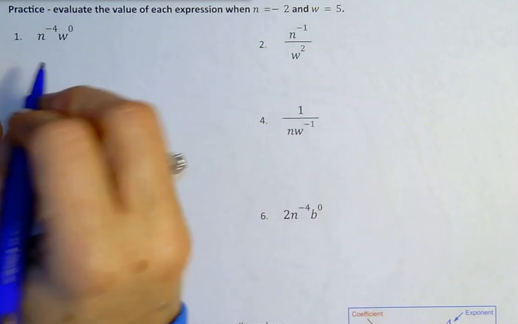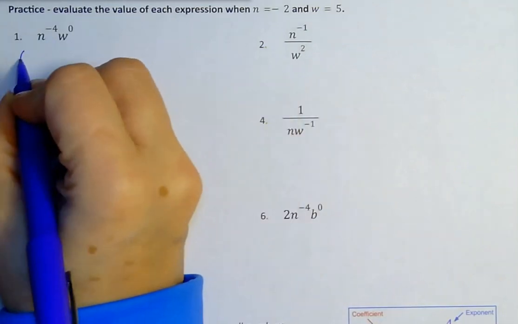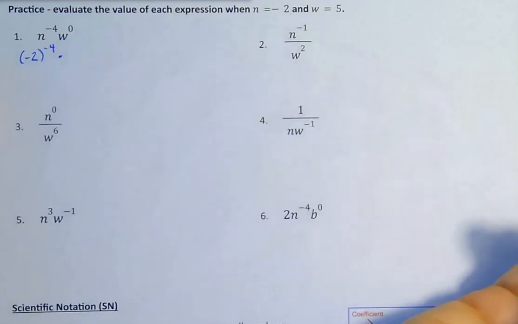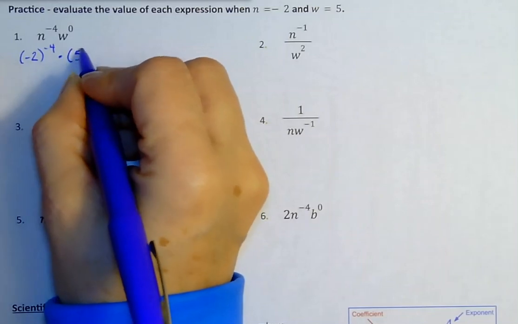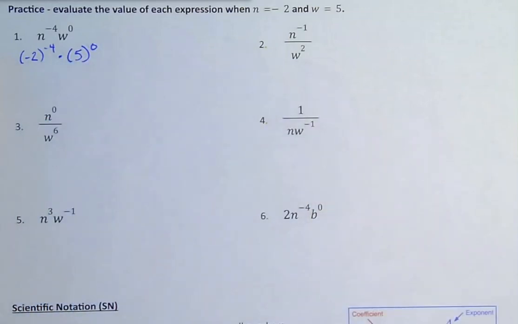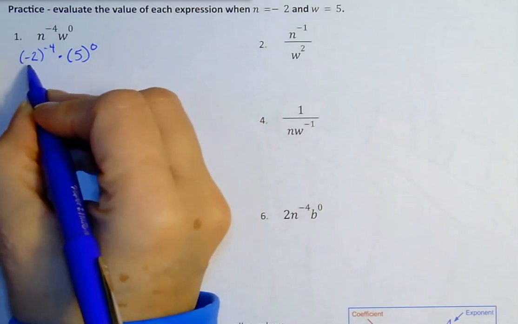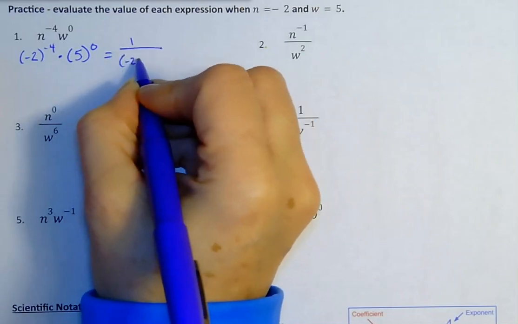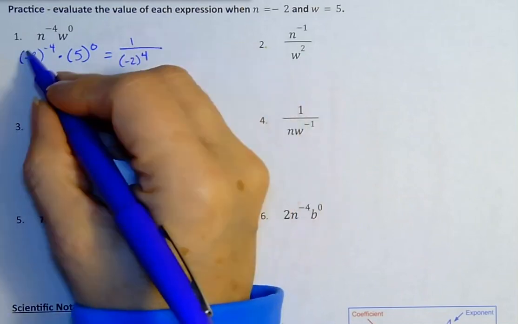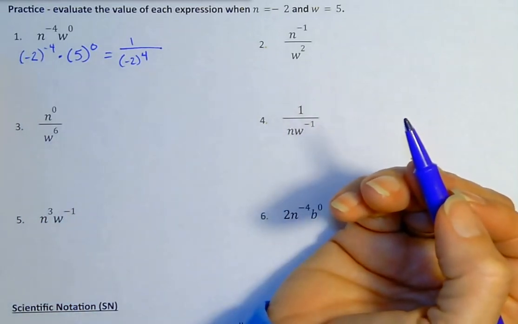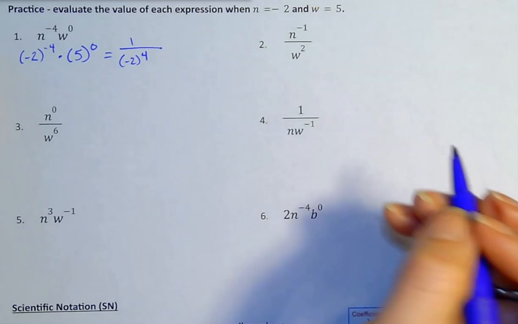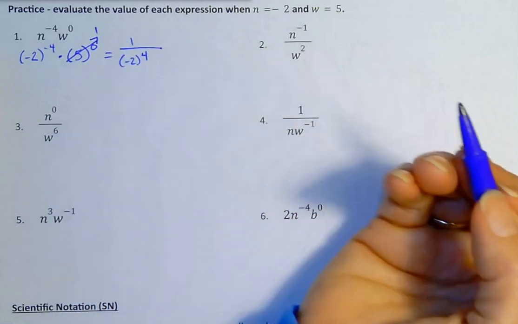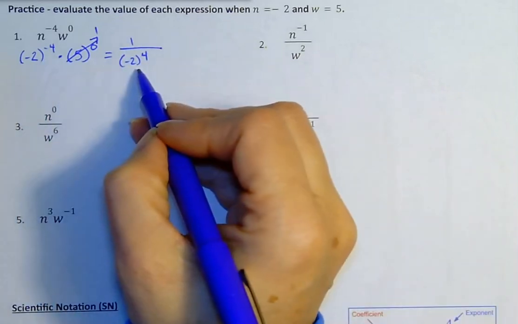All right, so if I just take that at face value and plug in n equals negative 2, use parentheses. I have negative 2 to the negative 4 times w to the 0. W is 5. That's going to be 5 to the 0. I need to relocate negative 2 to the negative 4. That's going to be 1 over negative 2 to the positive 4. Okay, negative 2 is in parentheses, so the whole negative 2 stays as the base, and my exponent becomes positive 4. Okay, times 5 to the 0. Well, 5 to the 0 is just 1, right? So it's going to be 1 over negative 2 to the 4th times 1.